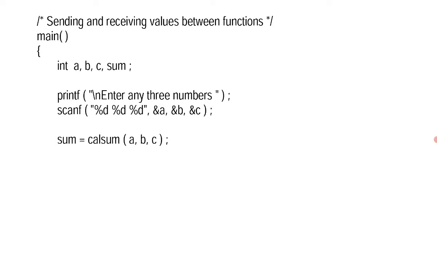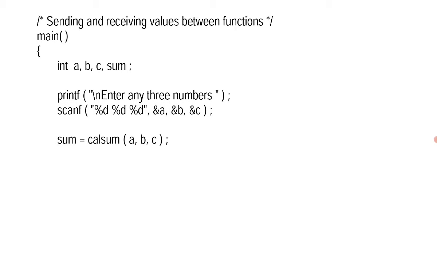A, B, C are called variables. They are also called parameters or argument values passed to the function called Ca-Sem. Ca-Sem is a user defined function.